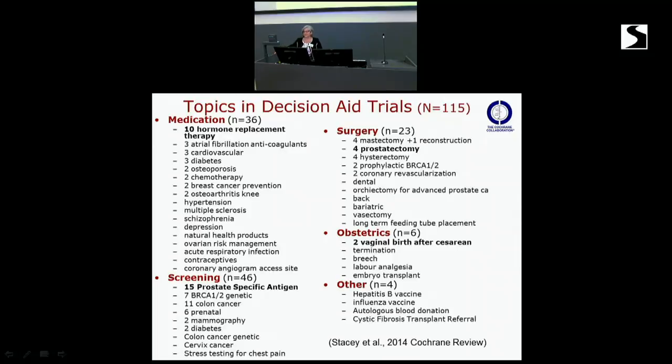No. In order to be included in the Cochrane Review of Patient Decision Aids, it needs to have been evaluated in a randomized controlled trial. And there are a number of different studies on these topics, but none have been done in Norway.